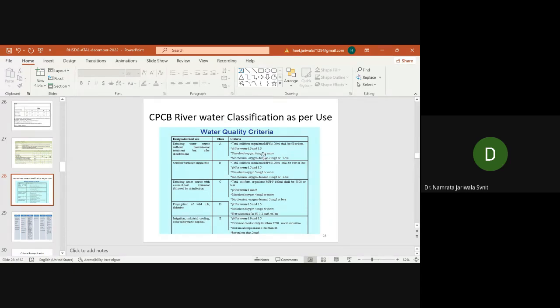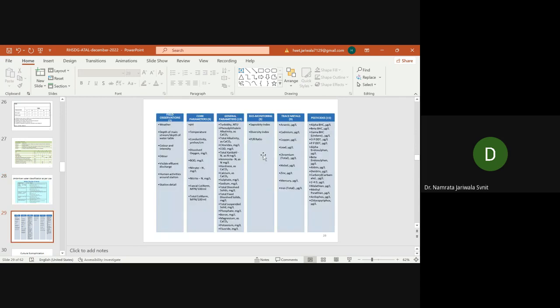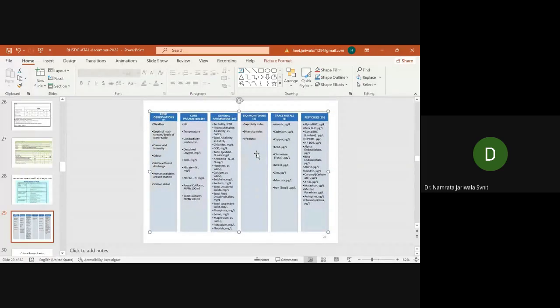This is the classification which was adopted in 1990, and in that classification, the pathogens or microorganisms were given due priority. In the earlier two classifications, microorganisms were not given priority. You can see in this slide that we are considering total coliforms. In the coming days, other parameters like trace metals, pesticides, even radioactive substances will come, as the Central Pollution Control Board is working on this right now. There are so many parameters; they have included 42 parameters as far as drinking water standards are concerned.